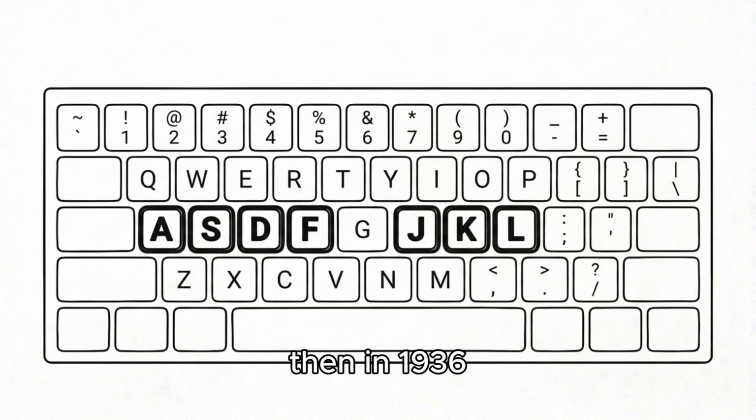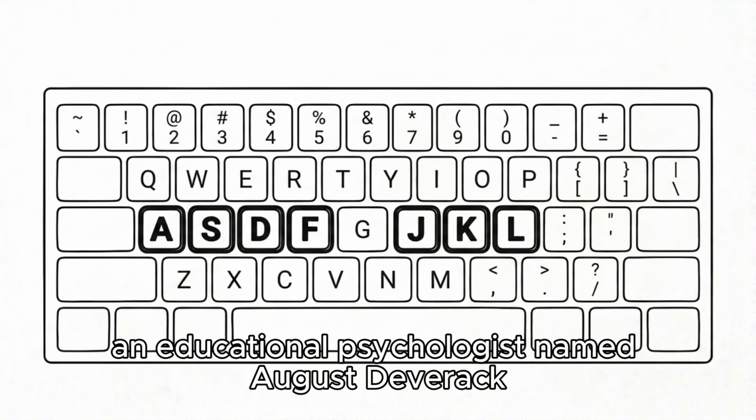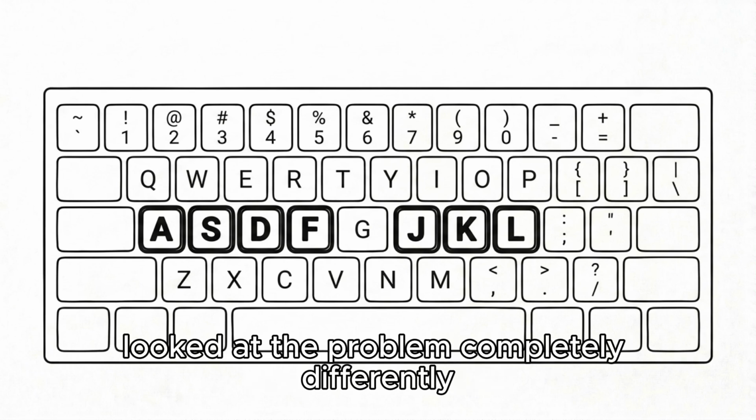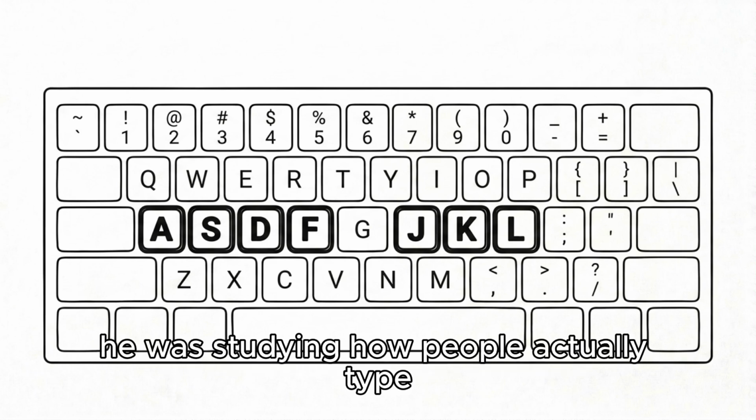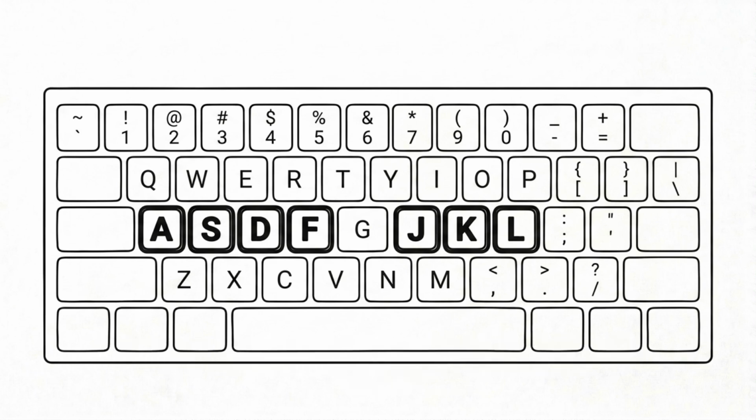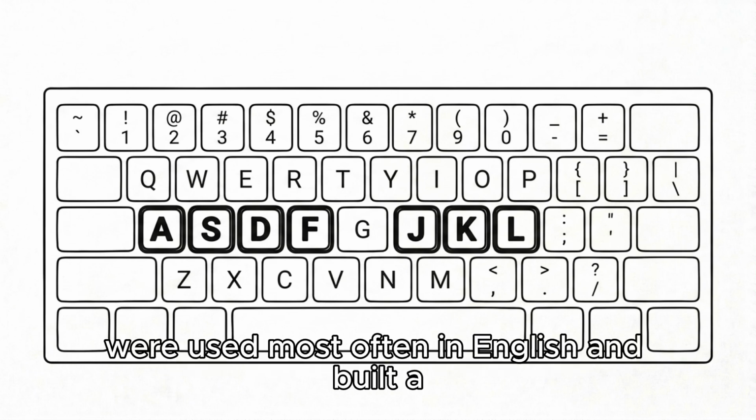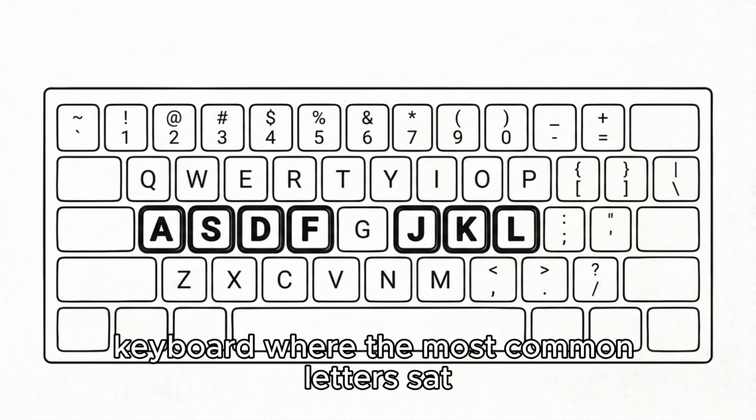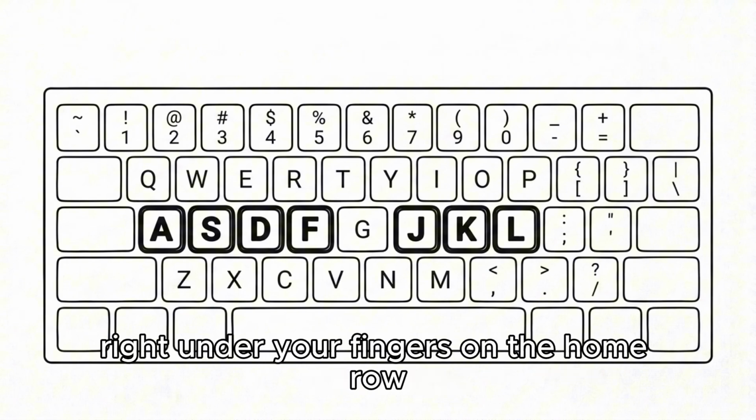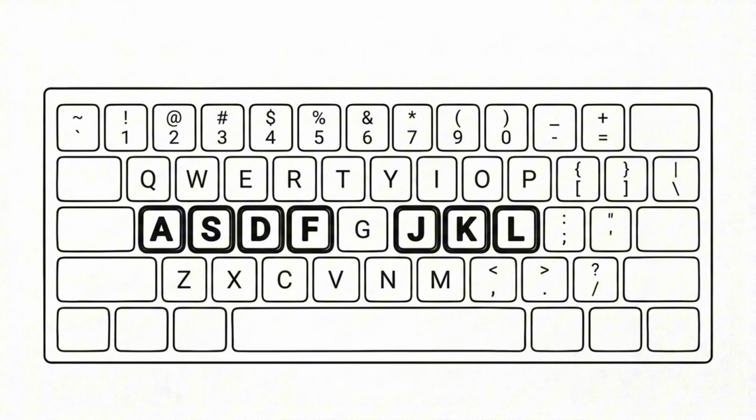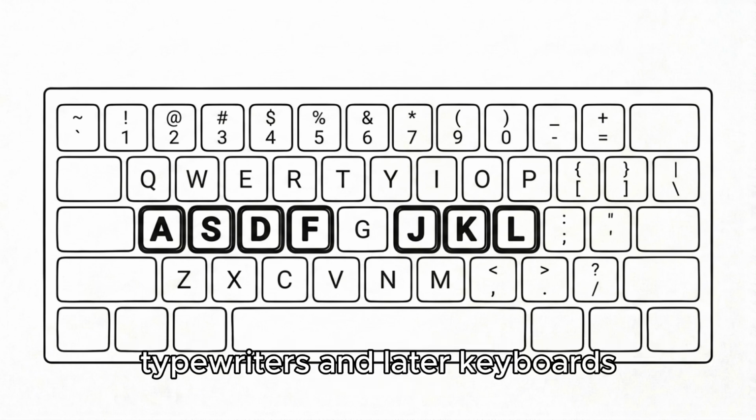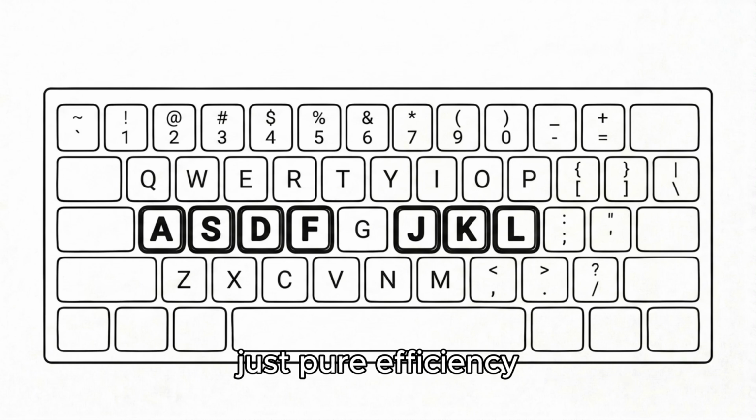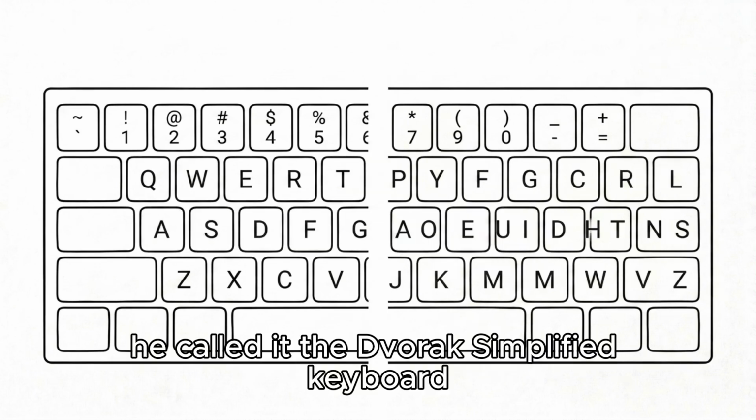Then in 1936, an educational psychologist named August Dvorak looked at the problem completely differently. He wasn't building a machine, he was studying how people actually type. He mapped out which letters were used most often in English and built a keyboard where the most common letters sat right under your fingers on the home row. No mechanical jamming to worry about anymore. Typewriters and later keyboards didn't have that limitation, just pure efficiency. He called it the Dvorak Simplified Keyboard.